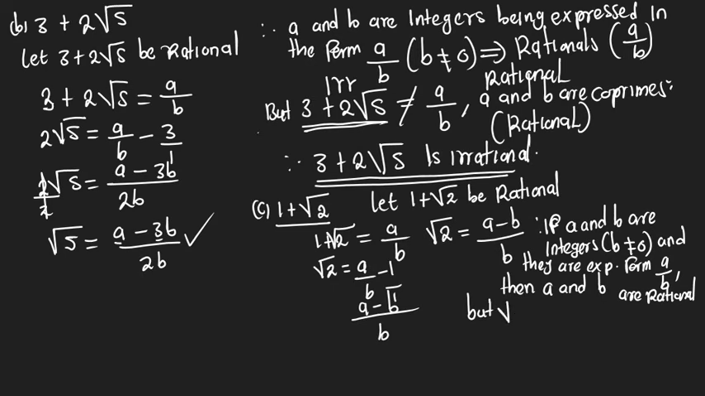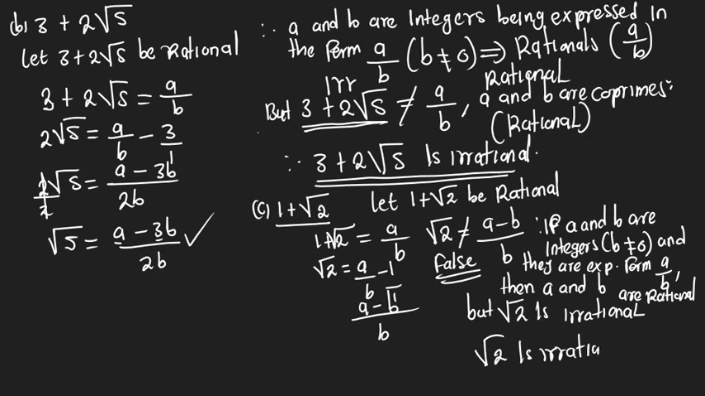But root of 2 is irrational. Henceforth, this is not true. So the assumption that the root of 2 is equal to A minus B over B is false. Okay? Henceforth, root of 2 is irrational. That is the concept behind these particular questions. They're actually very simple. Just understand what you are doing.